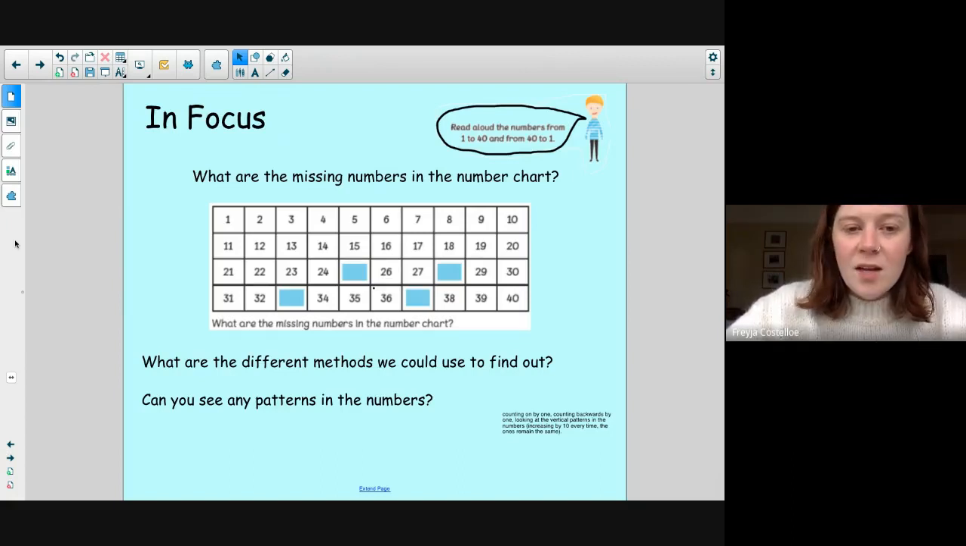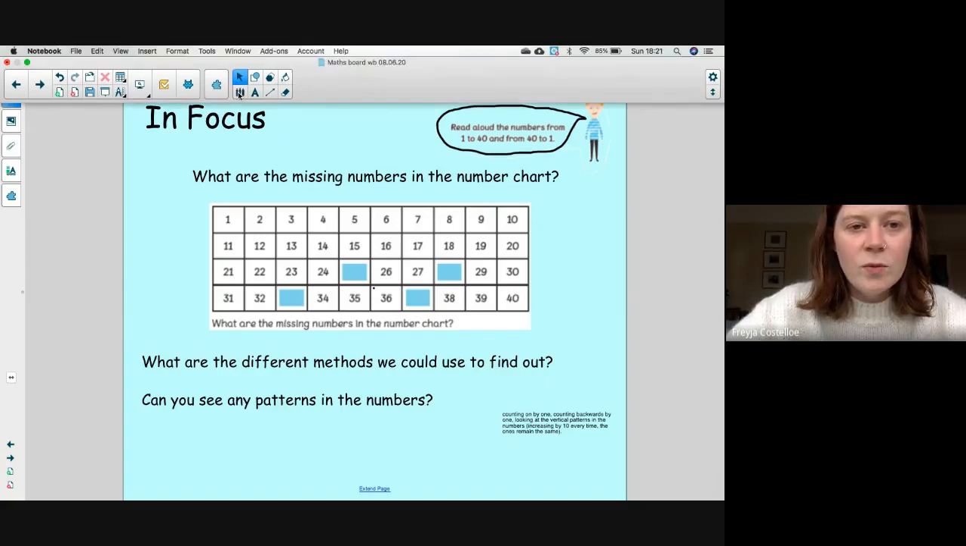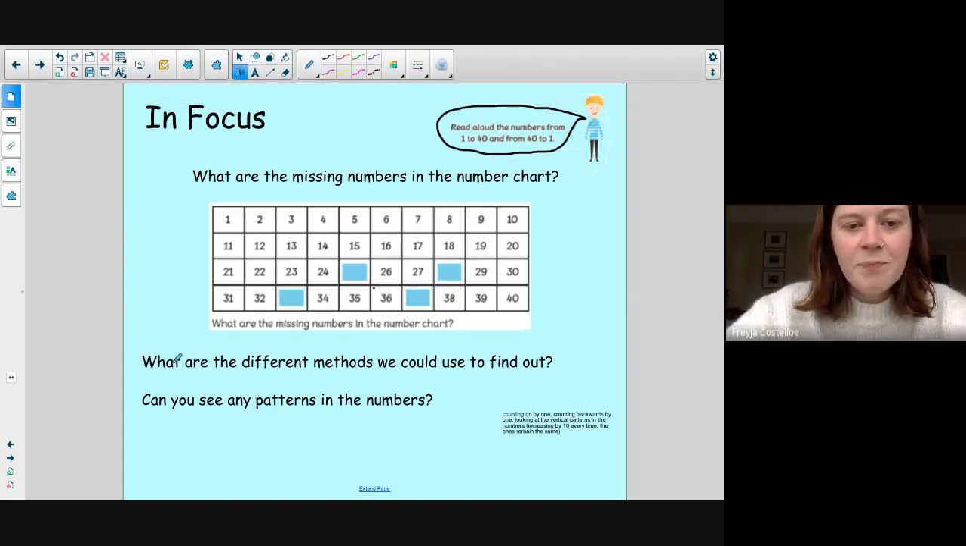Do you think you can spot any patterns in the numbers here on the number chart that might be able to help us know and work out which are the missing numbers? Have a think about it. I'm going to help you out. So let's start with this one down here. And I think we can count on by one to help us. Do you think we can do that? Let's give it a go.